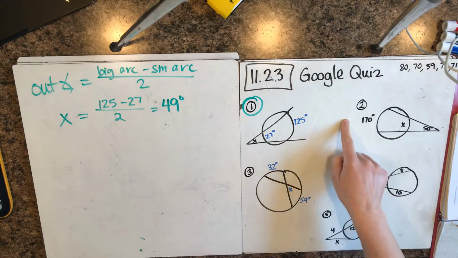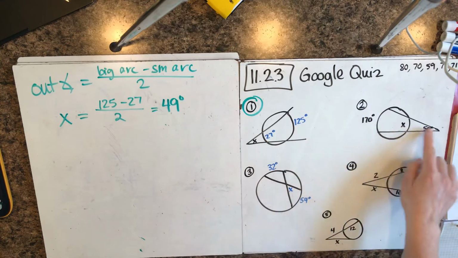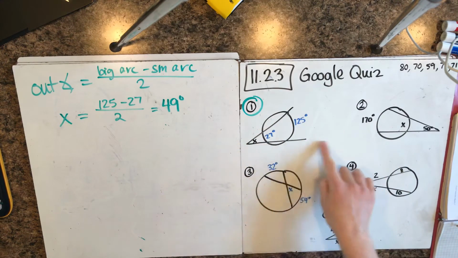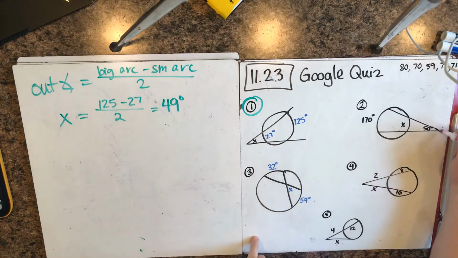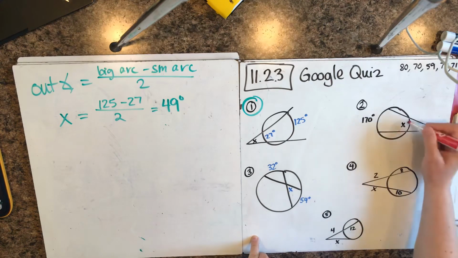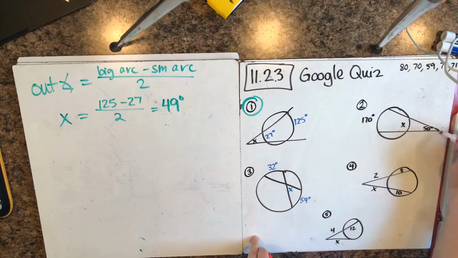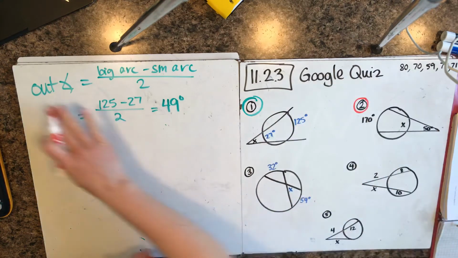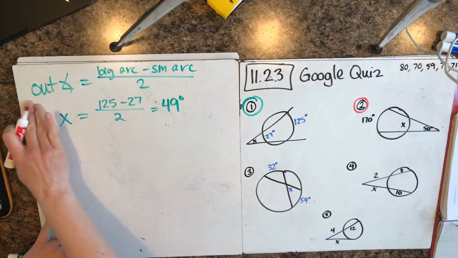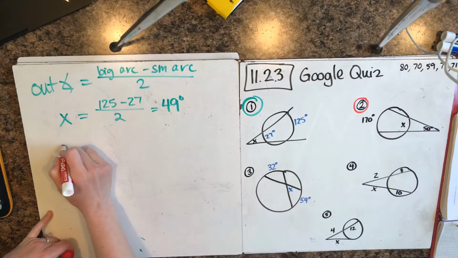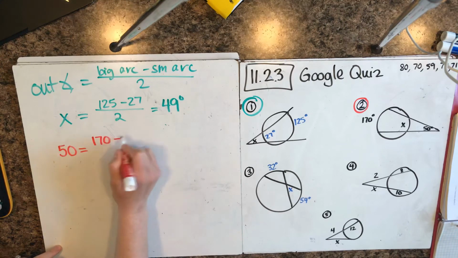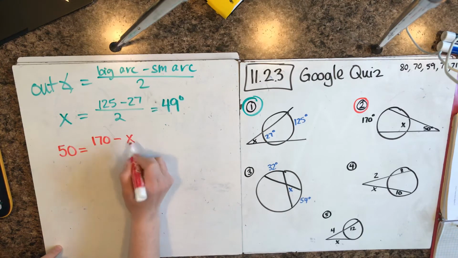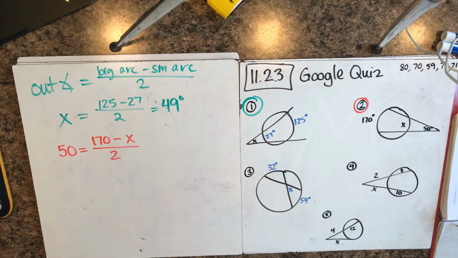Now, number 2 is the same thing in terms of we're talking about angles, and they do cross on the outside of the circle. Okay, but this time they don't tell us what this arc is. We have to find that arc. So for number 2, I'm still using the same formula. Which angle is outside? Well, that's 50 degrees. Okay, what's my big arc? That's 170 degrees minus x is my small arc, and divide by 2.